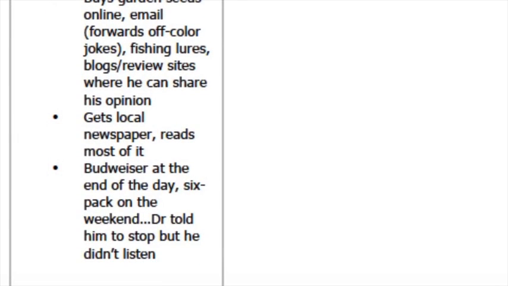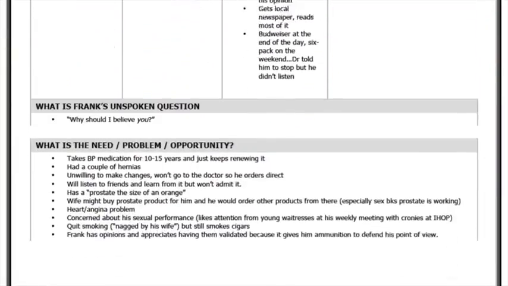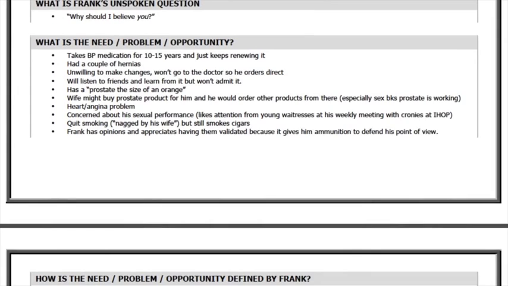His doctor told him to stop this, but he didn't listen. Now we'll dig into some interpretation of this. Agora will say when they're writing a health promotion to Frank, what is his unspoken question? And they would say, why should I believe you? So you have a major skeptic here, a cynic, and he needs to find a reason to believe the person writing the copy to him, whether it's a doctor or an endorsement or someone who would be a peer. He needs to really believe in the person that's writing the copy.